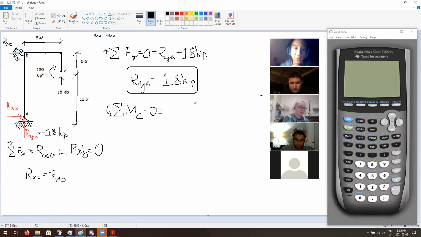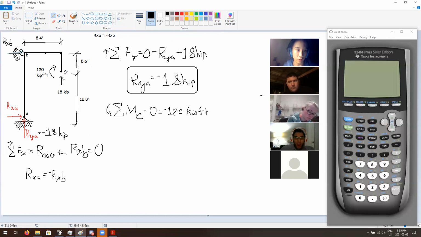Summation of moments at C, assuming counterclockwise is positive, equals 0 because the body has to be in equilibrium. So we already have a free one, 120 kip feet. Let's go in the negative direction. So negative 120 kip times feet. See how this is going clockwise? We're assuming counterclockwise is positive. Since it's going clockwise, it is negative.